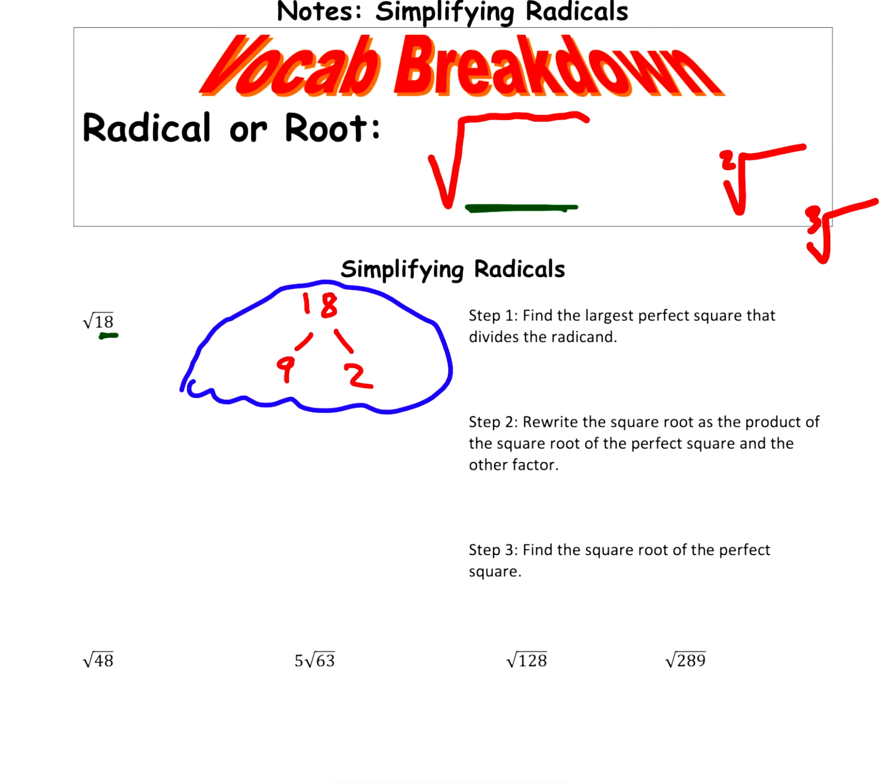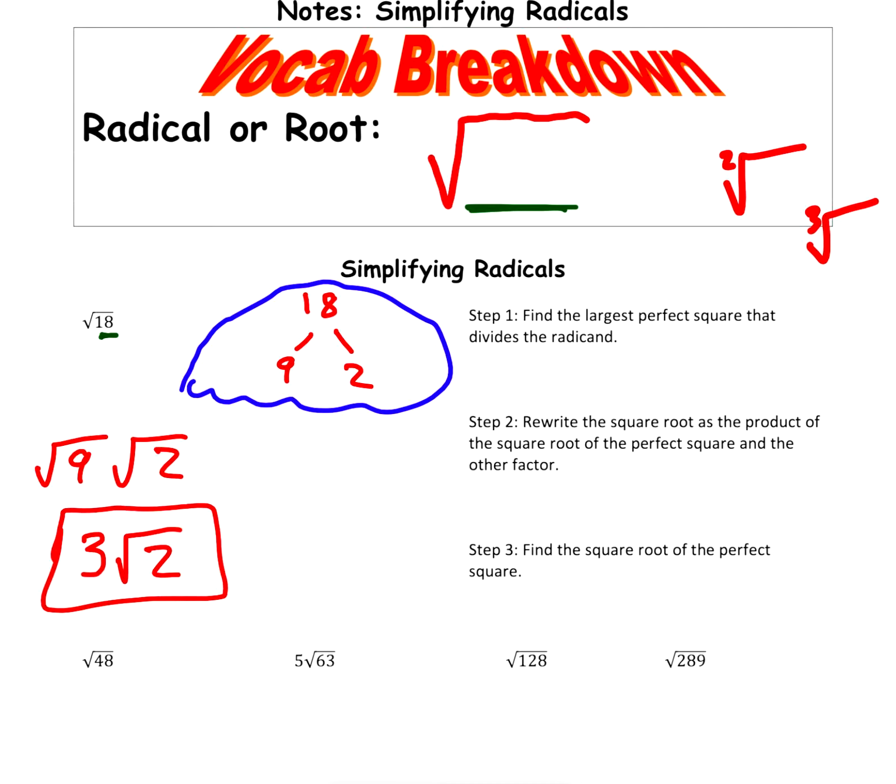So now we would rewrite it, step 2, as the product of the square root of the perfect square, so radical 9 times radical 2. And now we just simplify that. Radical 2 is going to be an irrational number, so we just keep it as the irrational number, radical 2. But radical 9 is 3. So this would simplify to 3 radical 2. And that's all you've got to do.